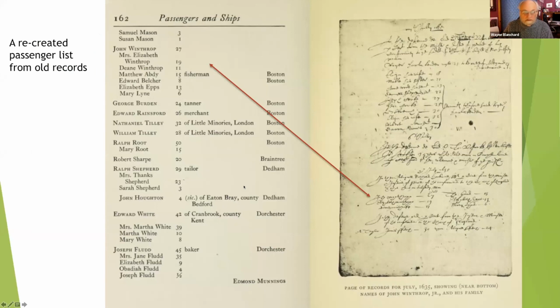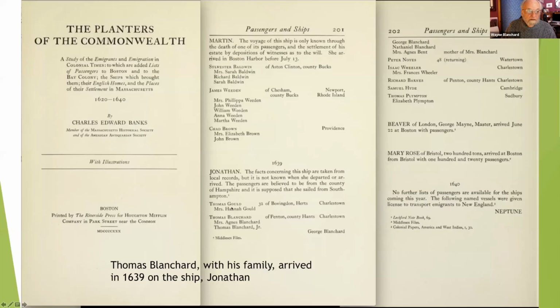There are some reconstructed passenger lists. This shows, just as an example, early records that were transcribed and printed, mainly because there was a lot of interest in these early settlers. This is the book it came from, called The Planters of the Commonwealth. This is Massachusetts records. So the ancestor I'm looking for is Thomas Blanchard.